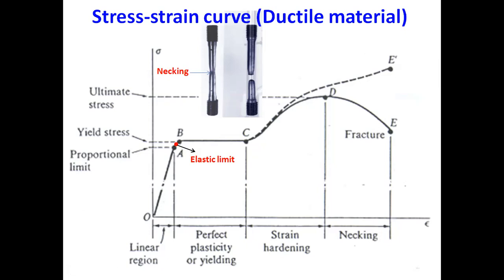Up to a proportional limit, the stress is directly proportional to strain. That's why we have this inclined line or straight line. So up to proportional limit, the stress would be directly proportional to strain. This law is known as Hooke's law. Stress is directly proportional to strain. Sigma is proportional to epsilon.